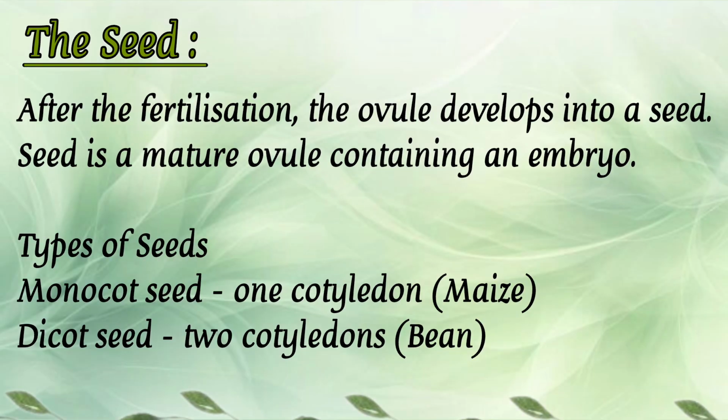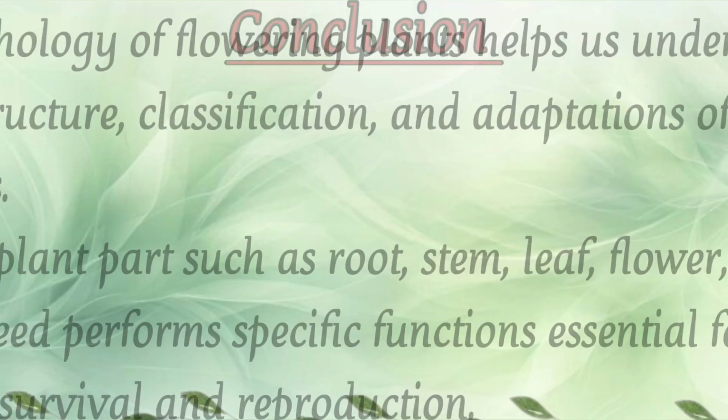Finally, we will study the seed. After fertilization, the ovule develops into a seed. A seed is a mature ovule that contains an embryo. There are two main types of seeds: monocot seeds, which have one cotyledon, such as maize; dicot seeds, which have two cotyledons, such as beans.